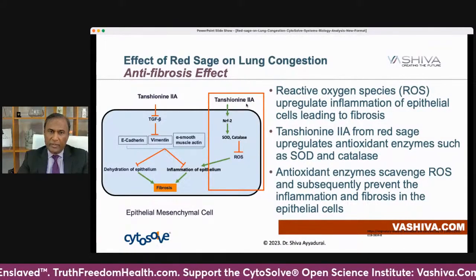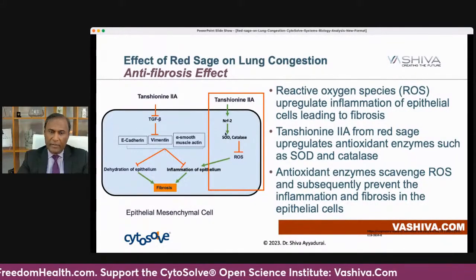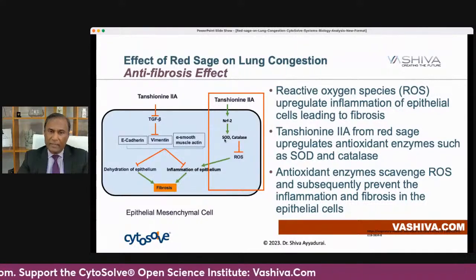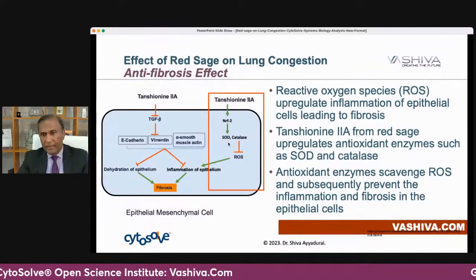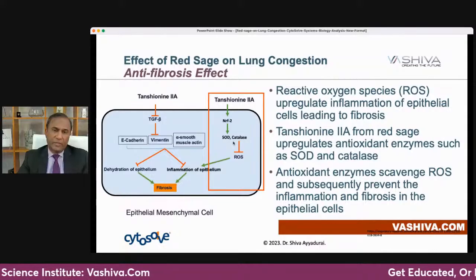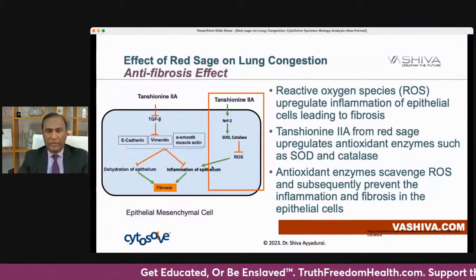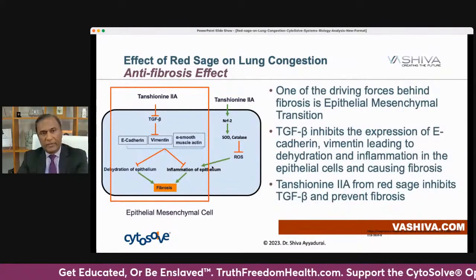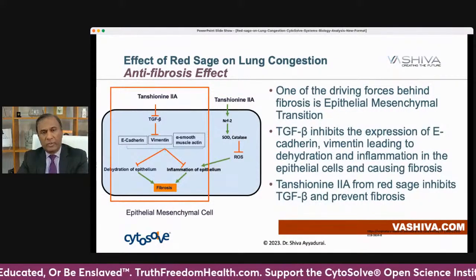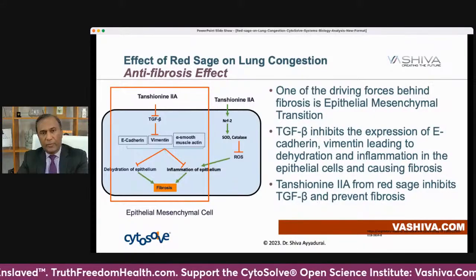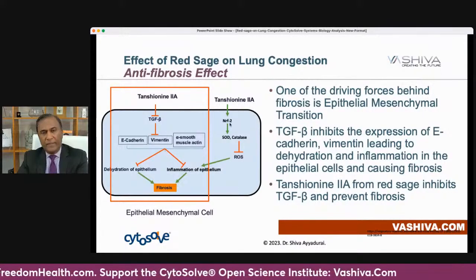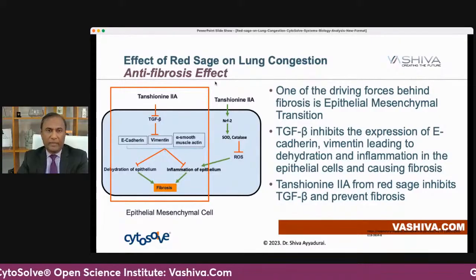So what happens is when you get tanshinone 2A, you get NRF2, which leads to these antioxidant enzymes, SOD, okay, superoxide dismutase, that's a shortened version, and catalase, which blocks ROS. And that's how you stop this inflammation. So two very powerful ways that tanshinone 2A works. It blocks TGF-beta, and it initiates NRF2 to have this antioxidant effect, which basically blocks fibrosis.